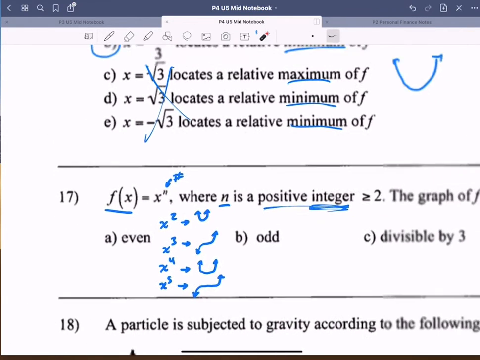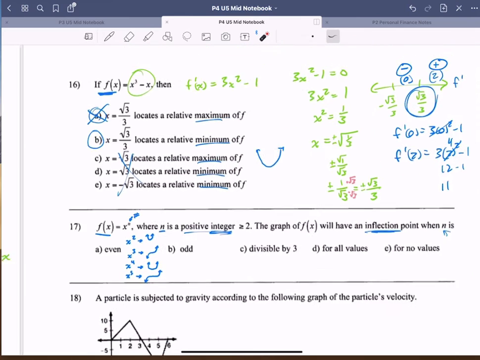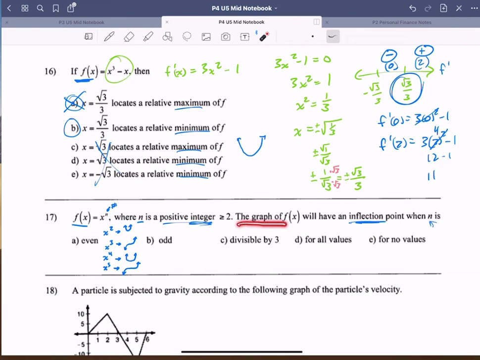So let's read the question again. It says, the graph of f will have an inflection point when n is what? Even, odd, divisible by 3, for all values, or for no values. Hopefully you were thinking odd, and that's your answer.